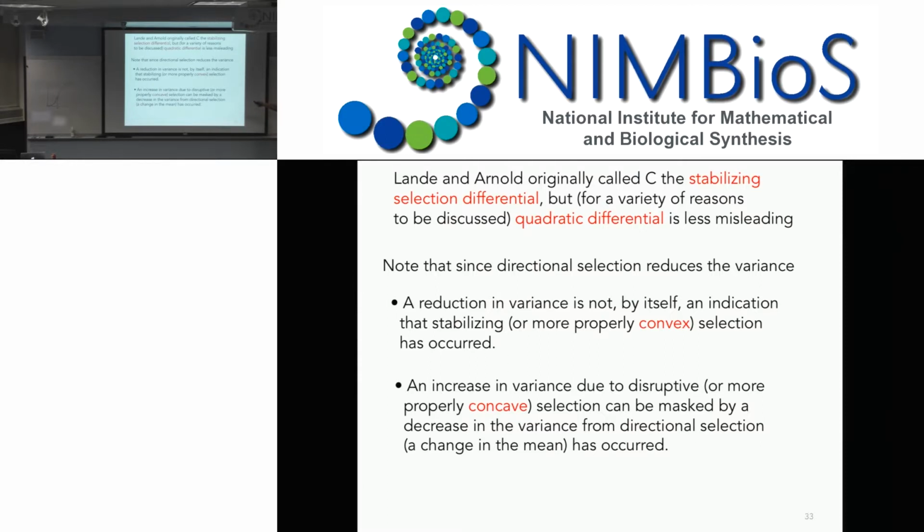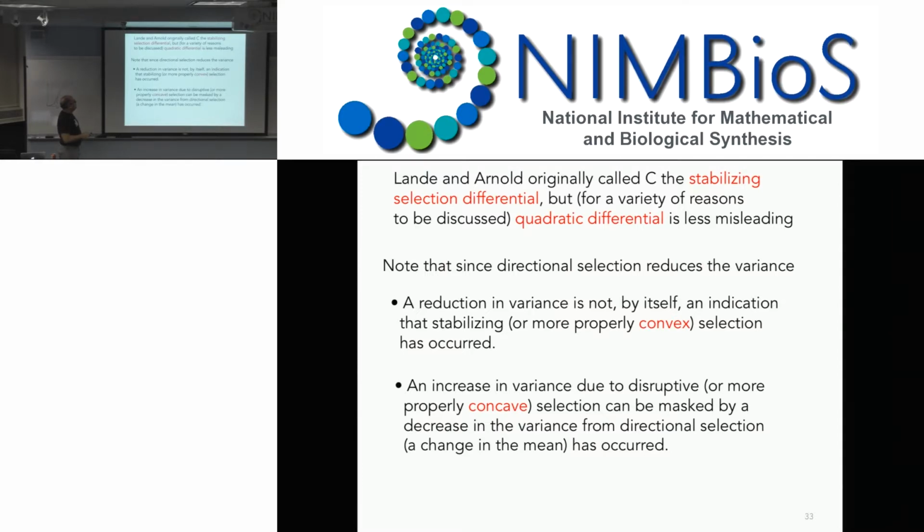Lande and Arnold called C the stabilizing selection differential, but for a variety of reasons, quadratic is better, and one reason why is just because you've got negative curvature does not mean you have stabilizing selection. If your curve looks like this, so it's not linear, it's curving down, you've got negative curvature. But unless your population experiences the hump, your population is around that peak, it's not formally stabilizing selection. Unless your population is around a valley, that is, the range of your population includes that valley, it's not formally disruptive selection because your population doesn't see that. So because of that, people now call this the quadratic selection differential.